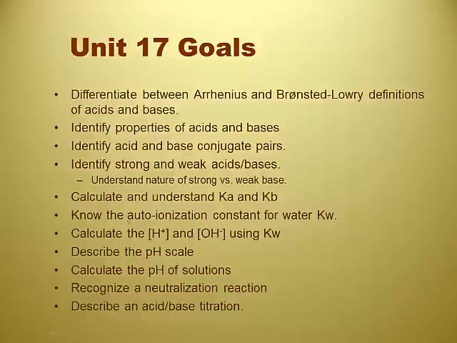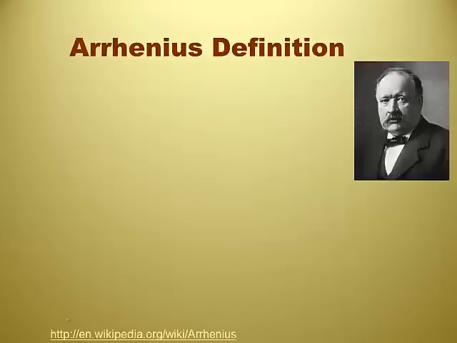We're going to calculate the concentrations of hydrogen ions, which has to do with the definition of acids, and calculate the concentration of hydroxide ions, which has to do with bases. We're going to talk about the pH scale and be able to describe it. We're going to be able to calculate different pHs for different solutions. And we're going to be able to recognize a neutralization reaction, and ultimately, at the end of this unit, we should be able to take all of these concepts and wrap them up in what's called an acid-base titration. So we might as well get straight into it.